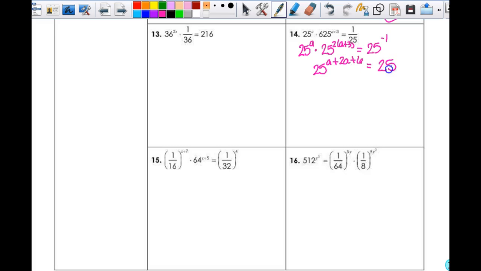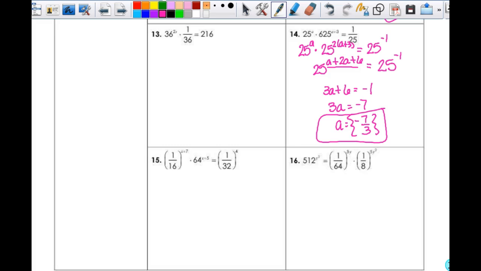Equals 25 to the -1 power. Now, the exponent on the left isn't combined all the way, but that's okay. It doesn't matter. I have a common base, one on either side. Now I can take it out of the exponent. So when I take that out, that becomes 3a plus 6 equals -1. And then that means that 3a equals what? -7. Good. And then a equals -7/3. Okay. Any questions at all?